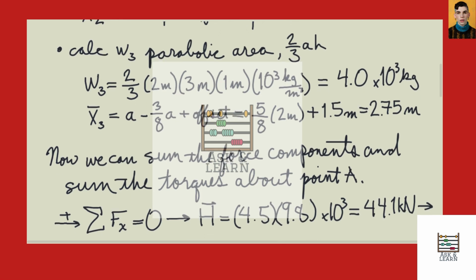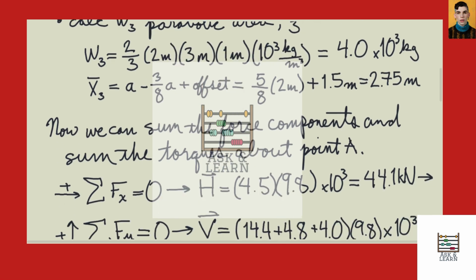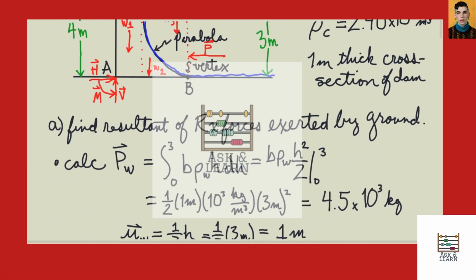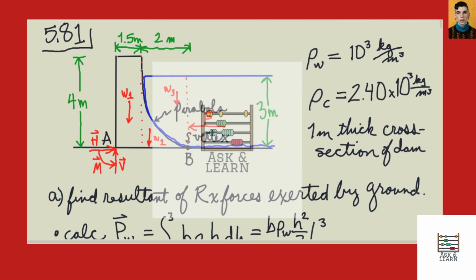Now that we have all the weights and their relevant centroids, we can sum the force components and sum the torques about point A in order to find the resultant forces. I've denoted them here. We have a lateral force, that arrow here, which we're calling vector H. It's going to be equal and opposite to the vector P. And then we have a vertical vector V that's going to be equal and opposite to the sum of the total weights W1, W2, W3.